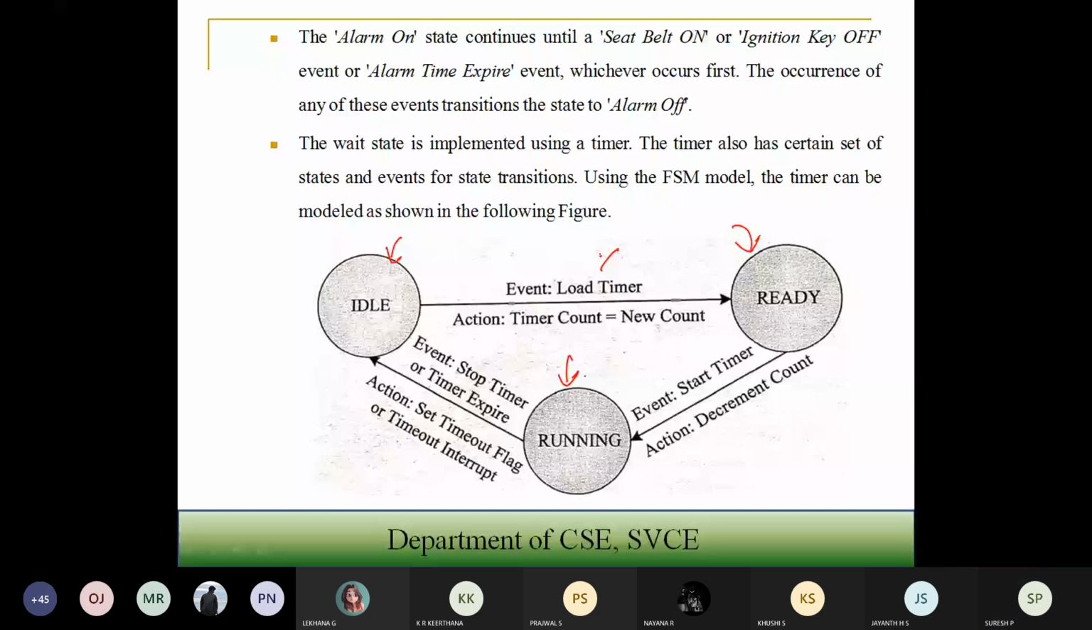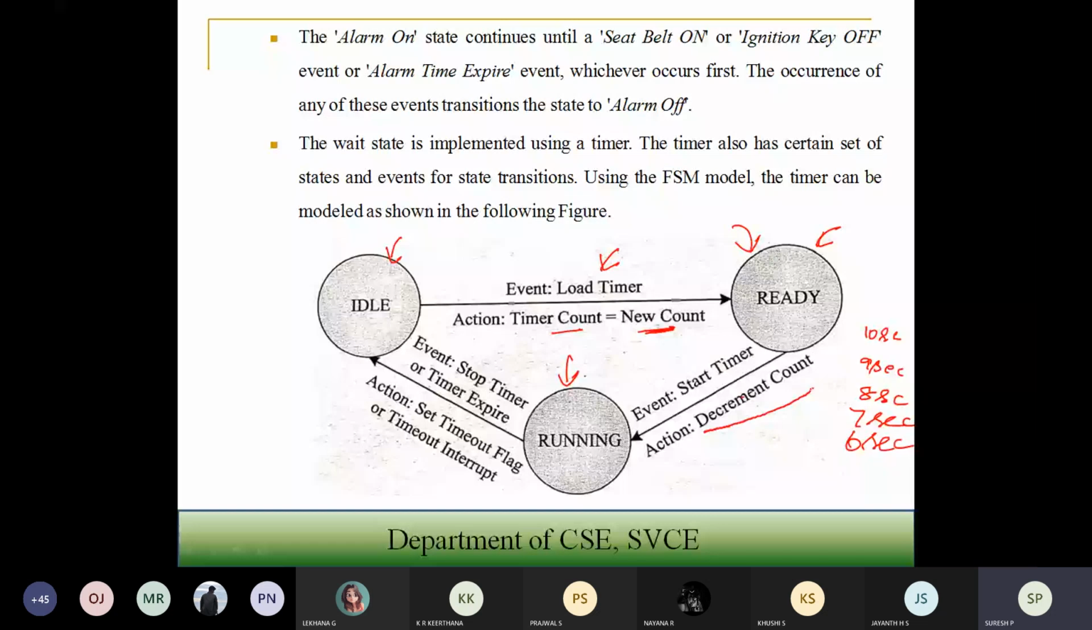So it will be in the ready state. I will load the timer with how much time it has to wait. After that, it will start counting. So it will be in the ready state now. After the ready state, it has to start the timer. So I have given 10 seconds. It will start decrementing: 9 seconds, 8 seconds, 7 seconds, 6 seconds, decrementing the count. That is the action it is taking, decrementing the counter.